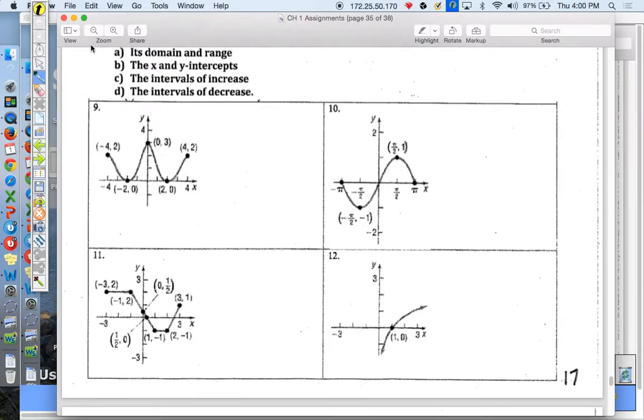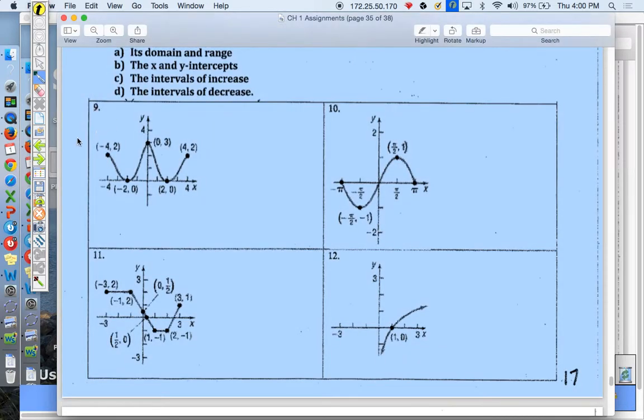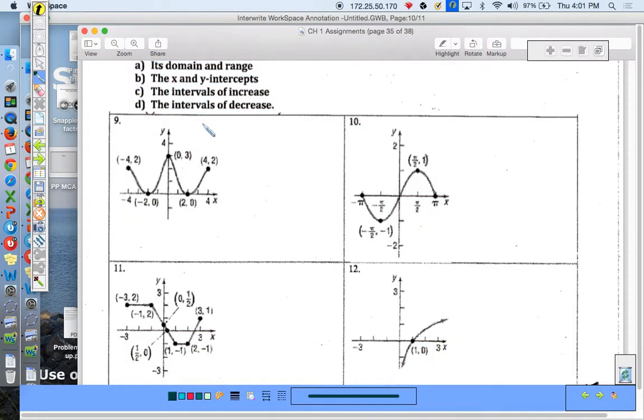So let's take a look at number 9. We're asked to find quite a few things on here. The first one is the domain and range. So our domain, our smallest x value is negative 4, our biggest is positive 4. So negative 4 is less than or equal to x is less than or equal to 4. And then we have our range. Well, it goes from our lowest to highest, 0 up to 3. 0 is less than or equal to y is less than or equal to 3. And we include those values because they're closed in circles.